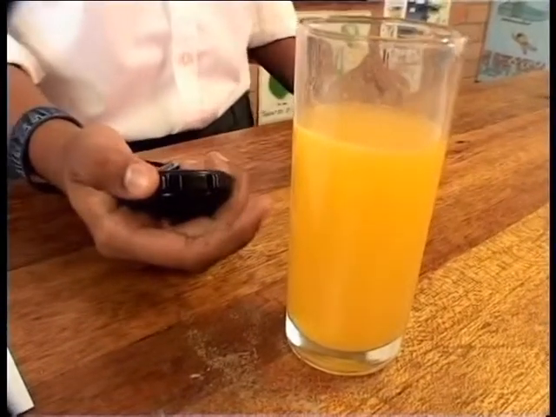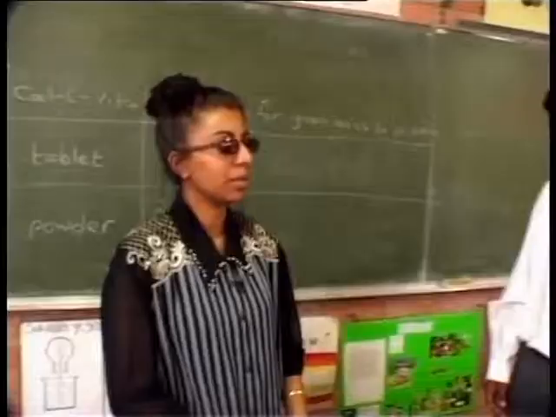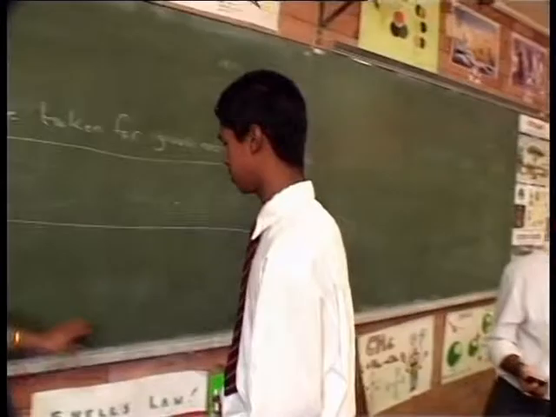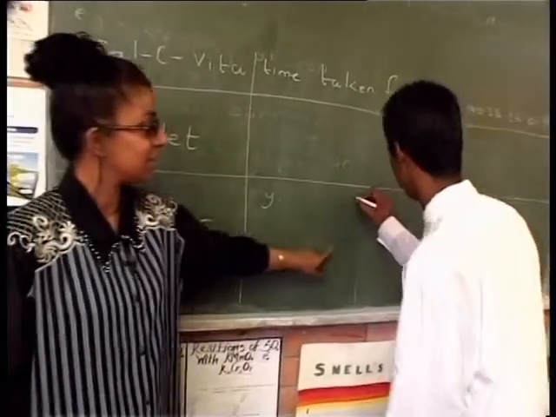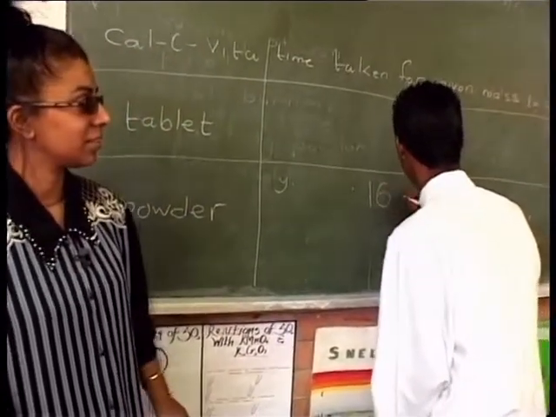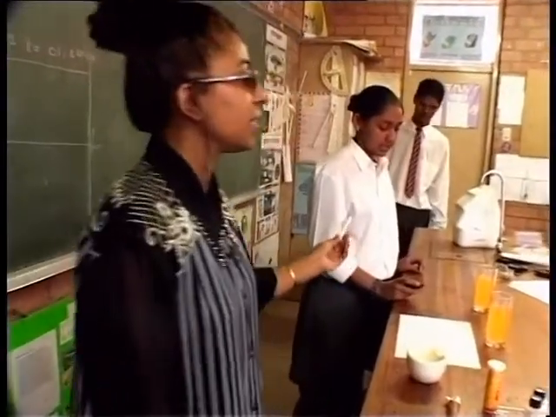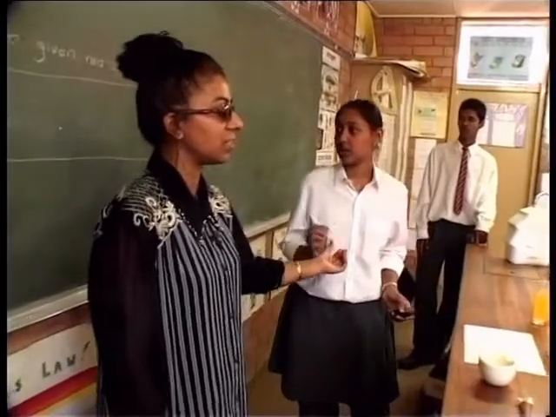When the tablets have dissolved, the watches are stopped. She tells the class how long the powder took. 16 seconds. He's going to record it on the table. The other learner will now give the duration for the tablet to dissolve. 60 seconds. Record it on the table.